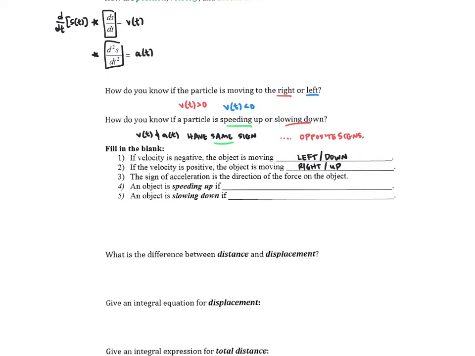Number 4, an object is speeding up, like we said above, if v of t and a of t have the same sign. And the object is, of course, slowing down, very similarly, if v of t and a of t have opposite signs.